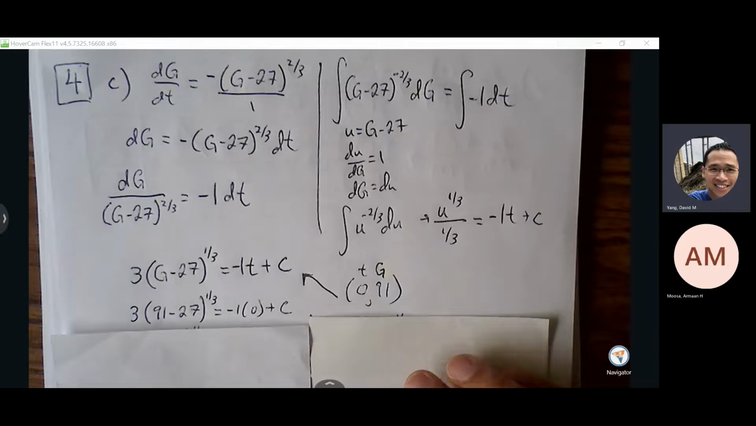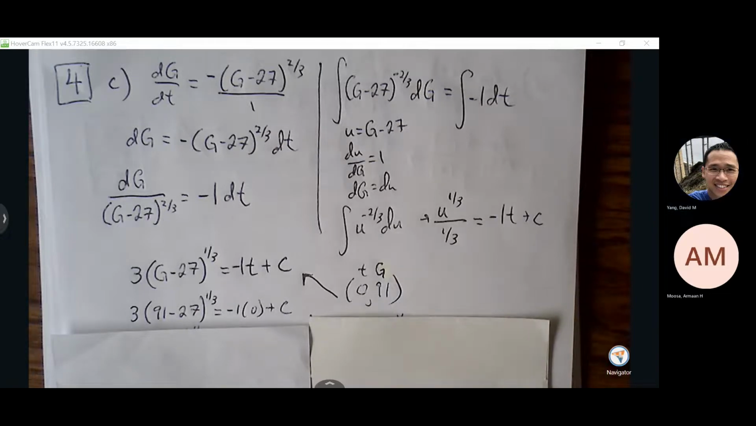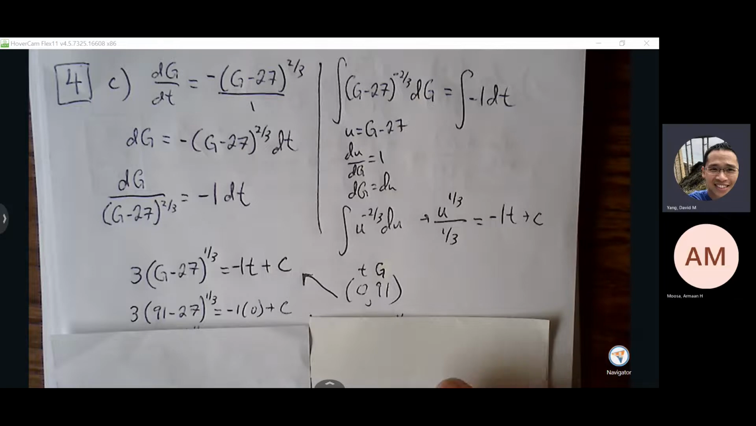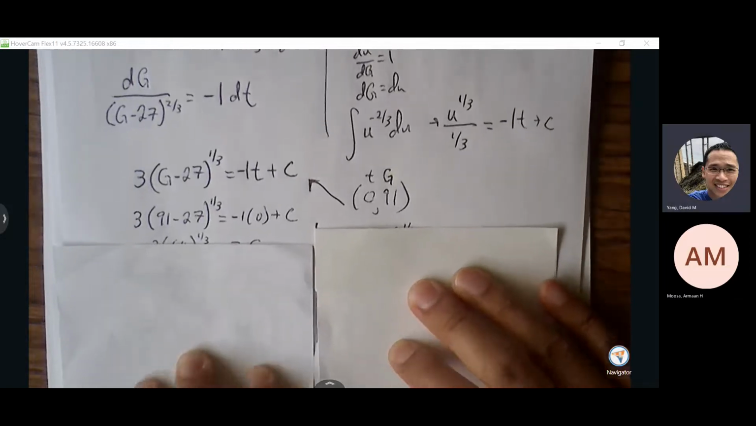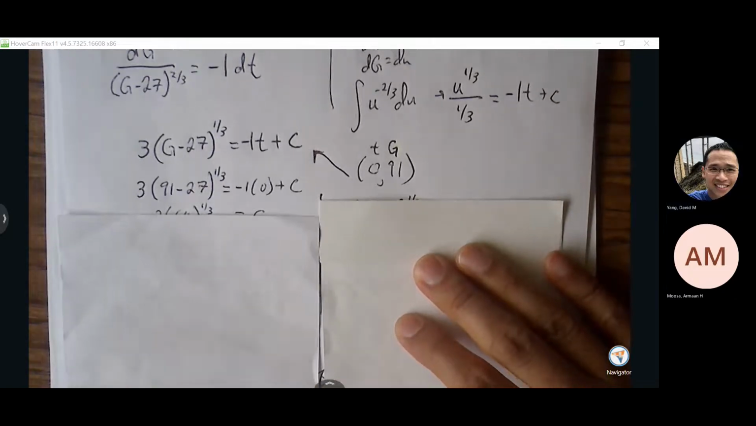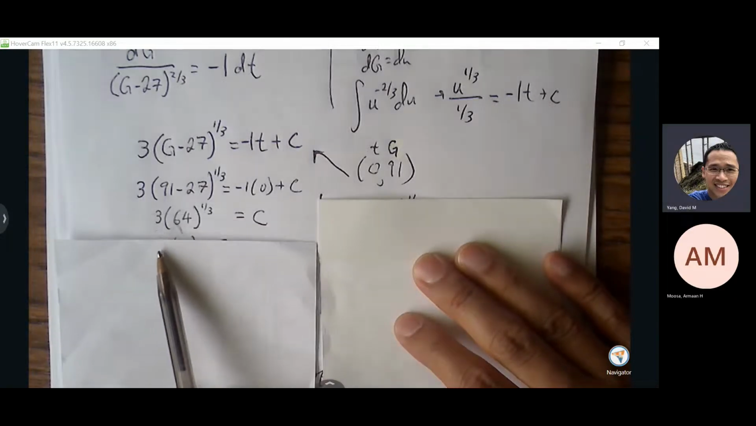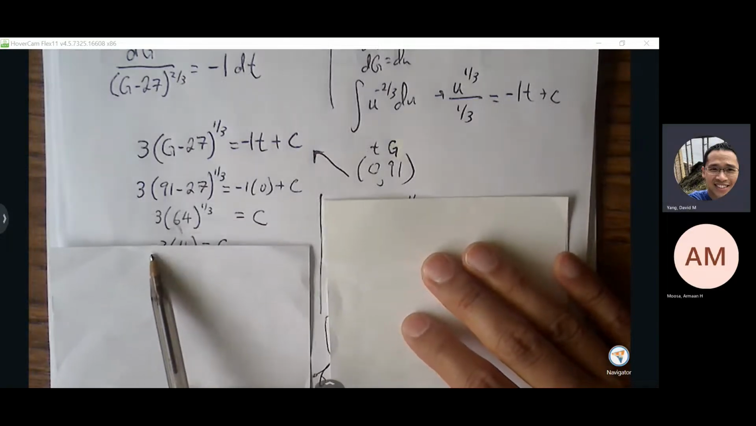Make that substitution, 0 in for t, 91 in for g. So I'm just trying to solve for c here. 91 minus 27, again, is 64. Cube root of 64 is, sorry, cube root of 64 is 4. And then -1 times 0 is 0. So 3 times 4 is 12. So there's my c value.